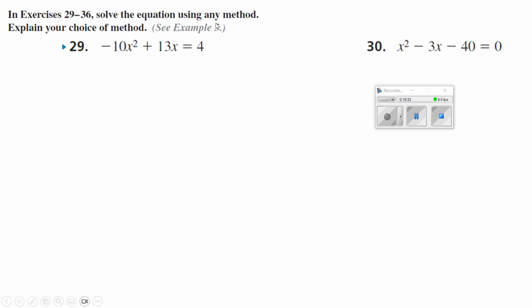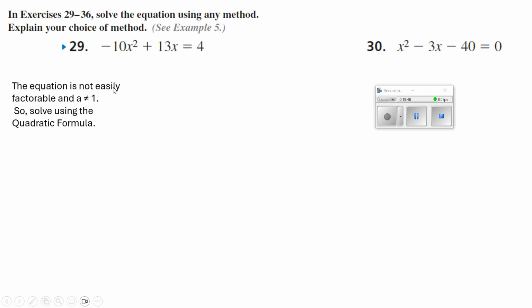29, solve the equation using any method. Explain your choice. All right, so if I'm looking at this, I see that I've got no even number here. I'm going to say the equation is not easily factorable because there's no even number. I don't see a way where I can get 10 times 4 and then get 40, that's going to be 4 and 10, not going to give you 13. So it's not easily factorable.